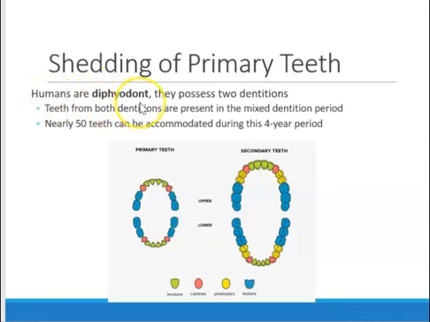Humans are diphyodont. Diphyodont basically means that we have two dentitions: the primary dentition, the baby teeth, and then the permanent dentition, which is your adult teeth. And there's a stage in our life, within a 4-year period, when we're having mixed dentition, where we have both primary and secondary teeth, that our mouth can accommodate up to 50 teeth, which is crazy, right? The 50 teeth won't be fully erupted in the sense that we won't be able to see them clinically, but if we were to take an x-ray of our entire mouth, you might be able to see up to 50 teeth within a 4-year period. Crazy.